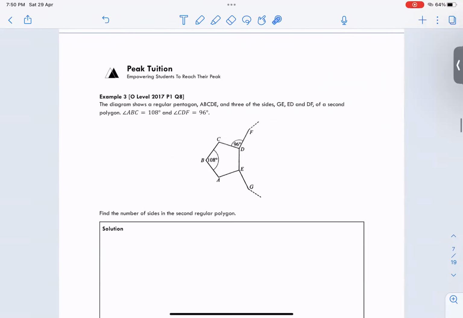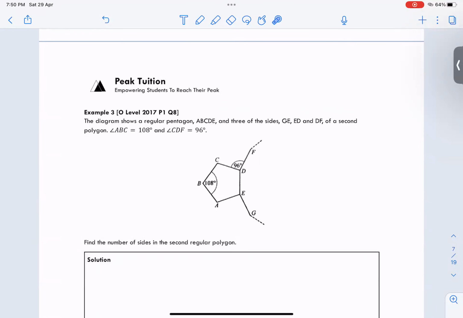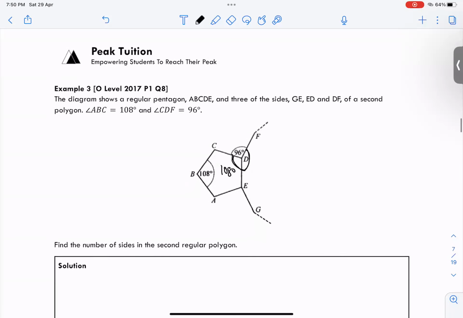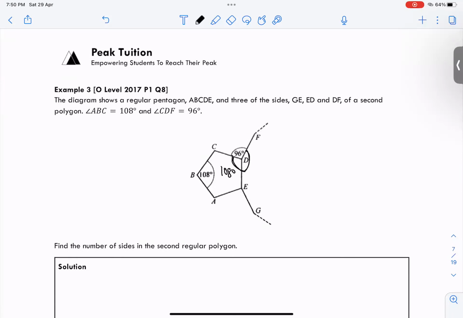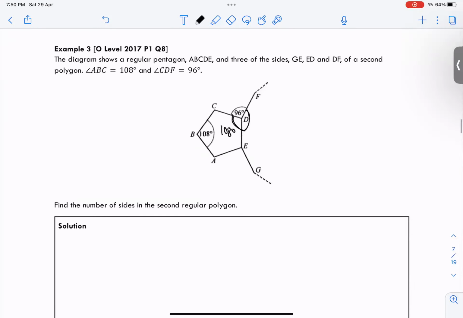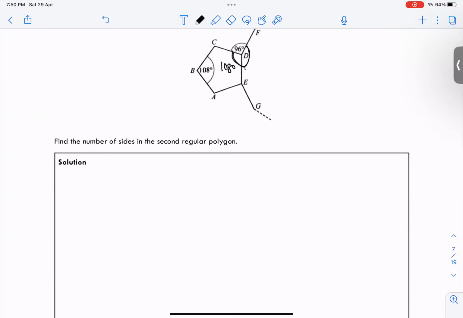Okay, so over here they tell you ABC is 108. And you know what, regular polygons all have the same interior angle. So you know this is 108 also. Then after that, you find this one. So you have to apply both interior and exterior. So you get 108 and you find angle FDE.